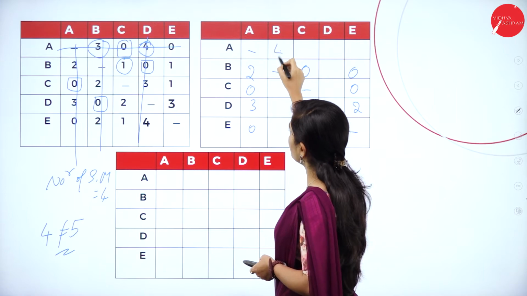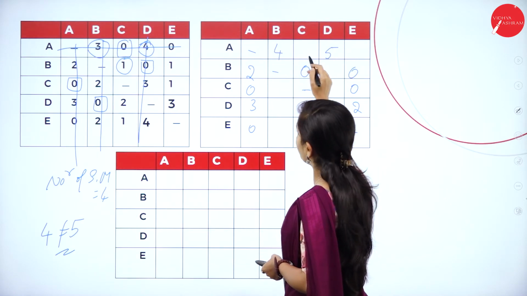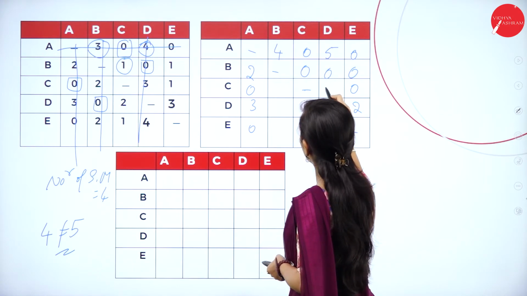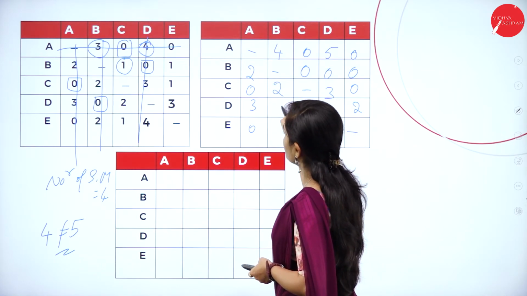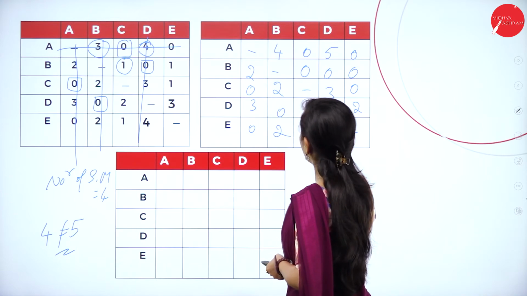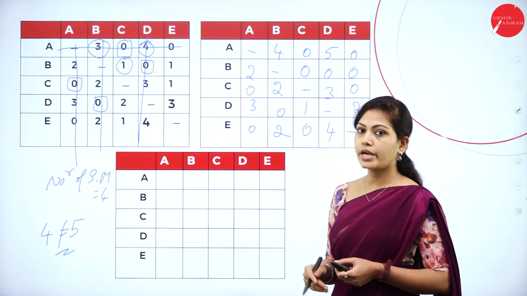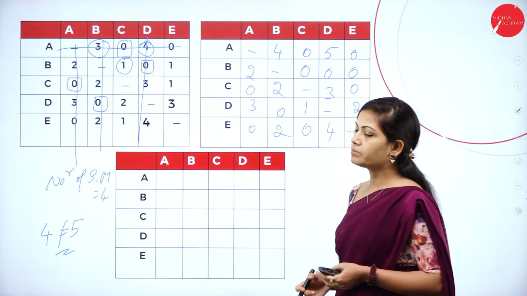So 3 plus 1 and 4 plus 1. The other values are the same: 2, 0, 2 and this 4. So now again you can go for row scanning and column scanning.